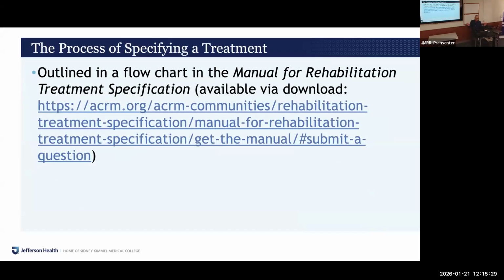Okay, all of that process is now summarized in the Manual for Rehabilitation Treatment Specification, now in its second edition, and which can be downloaded from SCRM for free.